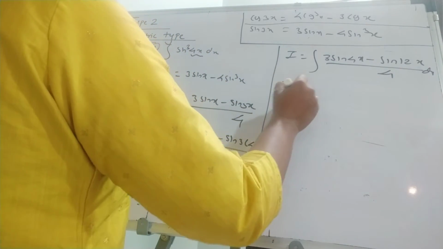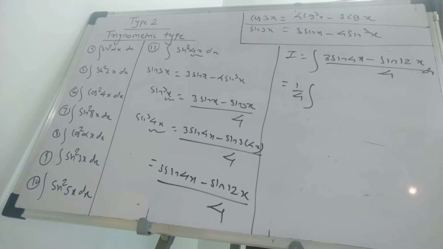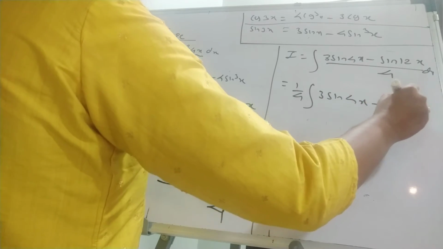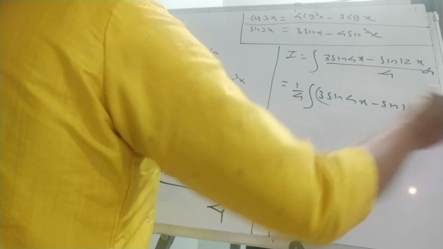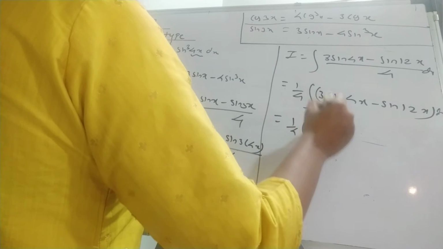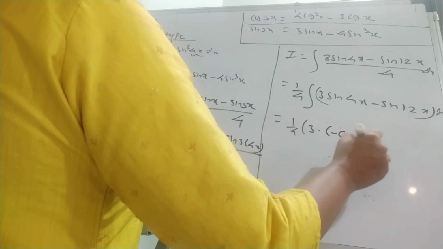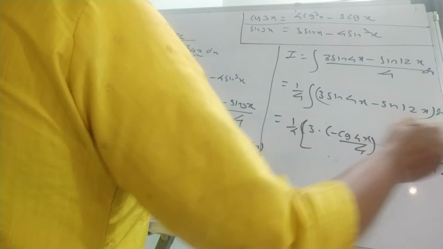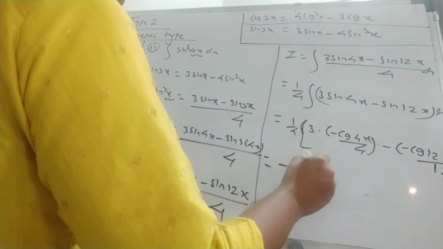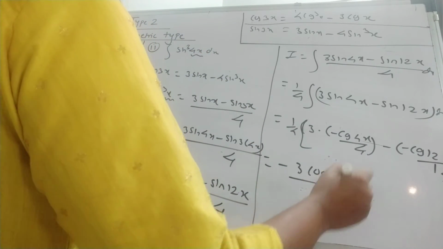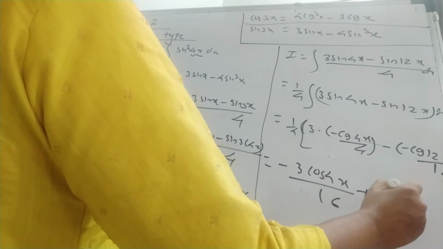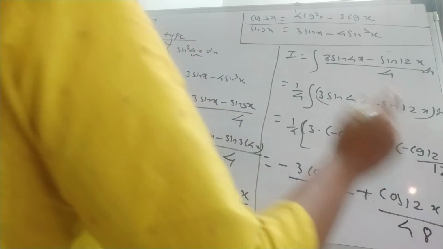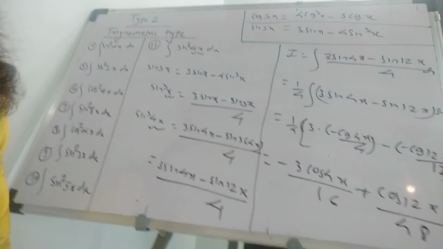Now in this case, 1 by 4 constant is outside integration. Inside it, integration of sin is minus cos. So 3 outside, this is minus cos of 4x upon 4. This is minus cos of 12x upon 12. So finally this is minus 3 cos of 4x. 4 4s are 16. Minus minus is plus, cos of 12x upon 48, plus some constant value c.